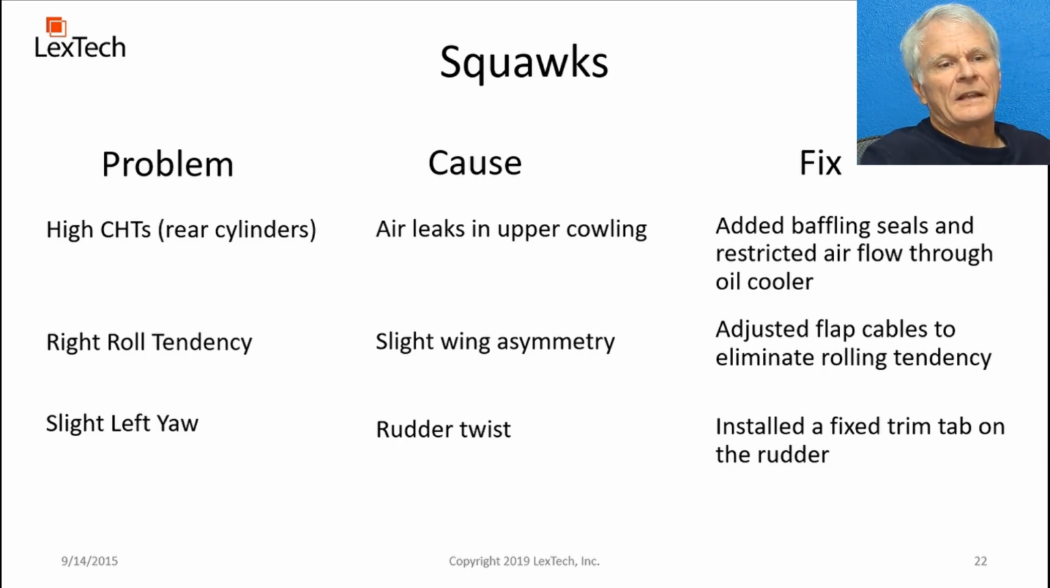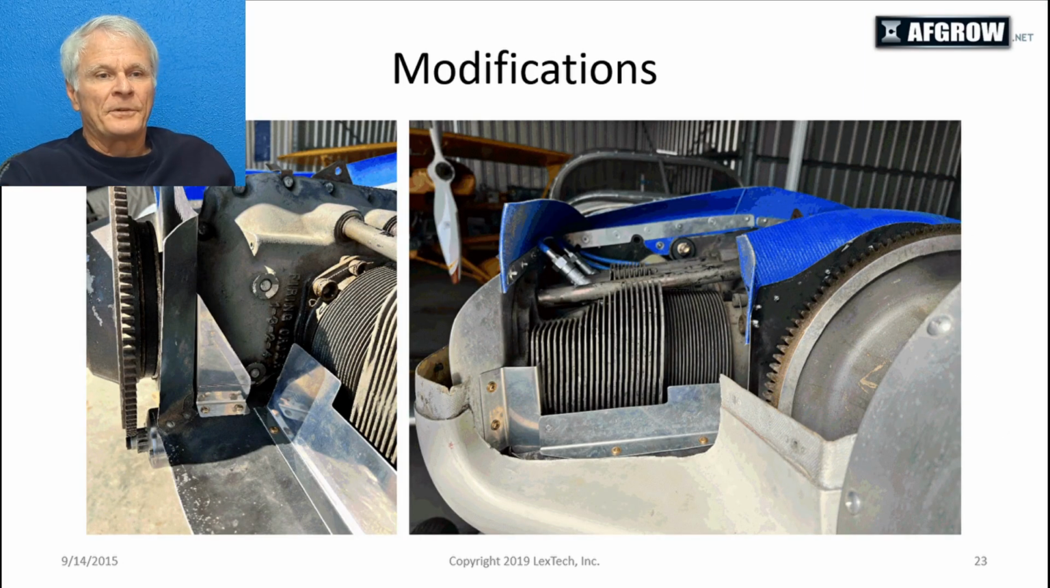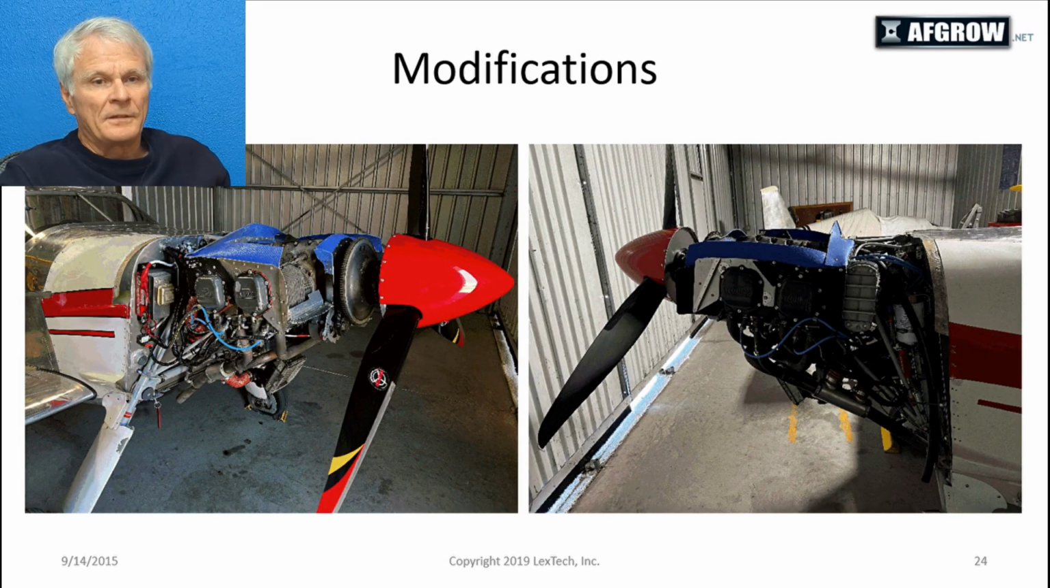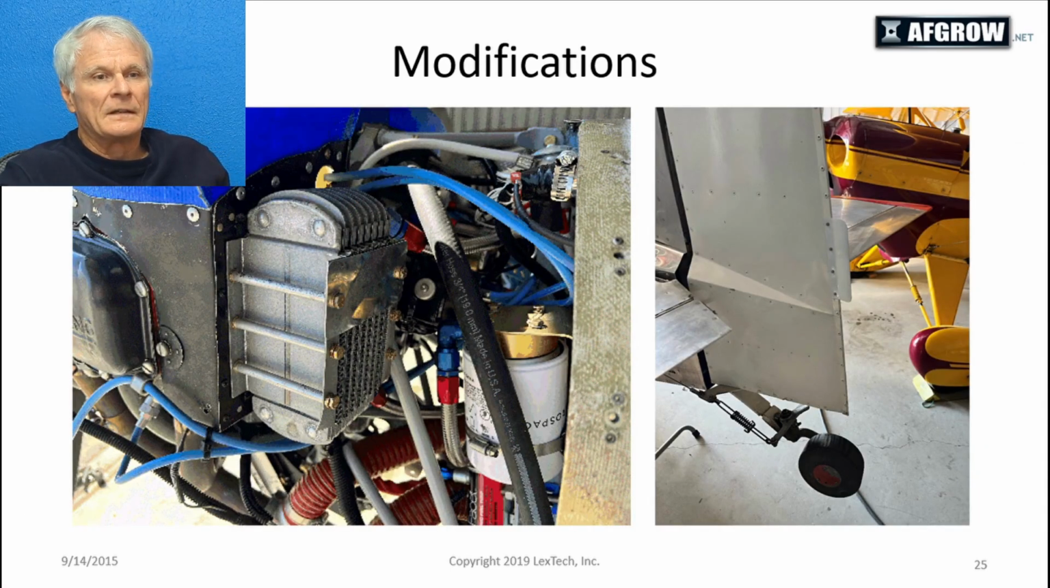And then there was also a slight left yaw, and that was because there was a twist in the rudder. The original builder had put a twist in it, so I put a trim tab on the rudder, and that fixed that problem as well. Okay, so here's a picture of the modifications, additional seals. You see another view of the seals, modifications. I restricted some of that flow into that oil cooler, and you can see on the right there I added the trim tab.